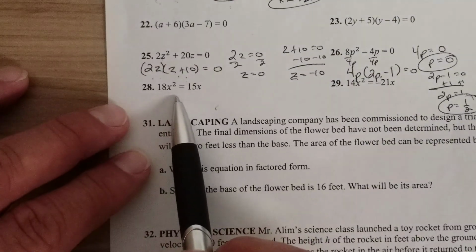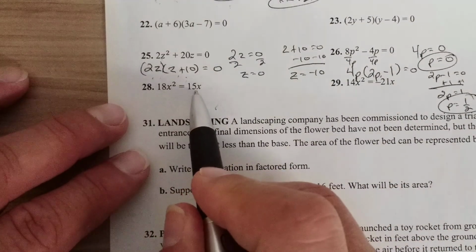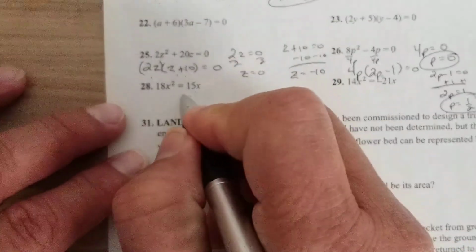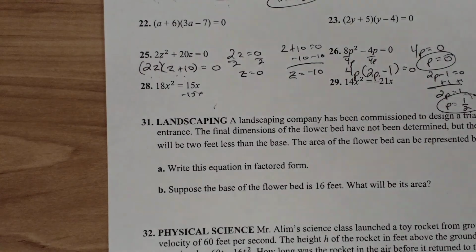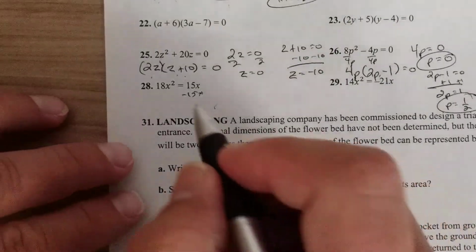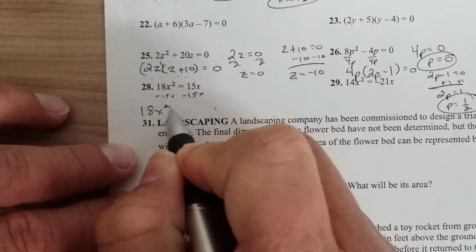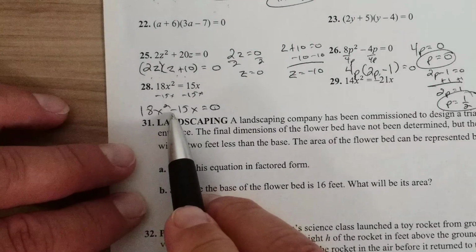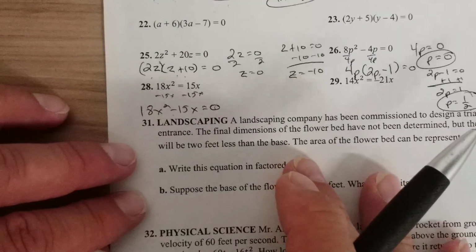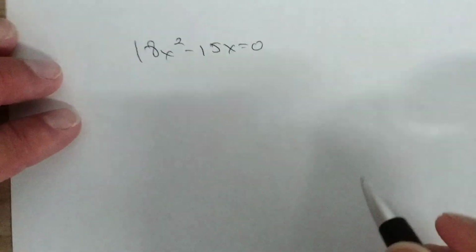Last one, 28. It's not factored. I don't see things being multiplied together. I don't see those parentheses. And this side doesn't equal 0. So I'm going to need to minus 15x from both sides. And minus 15x here. So that leaves me with 18x squared minus 15x equals 0. And now it equals 0. So now I can look for a GCF. I'm going to turn the page over. 18x squared minus 15x equals 0. And I'm going to go from there.